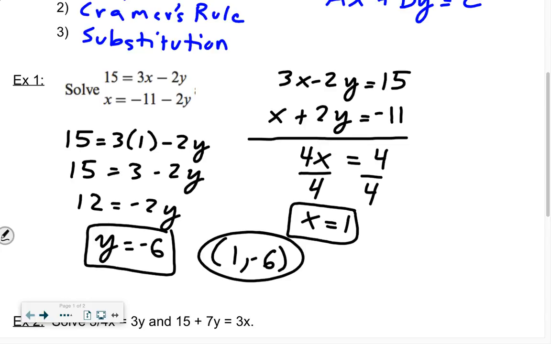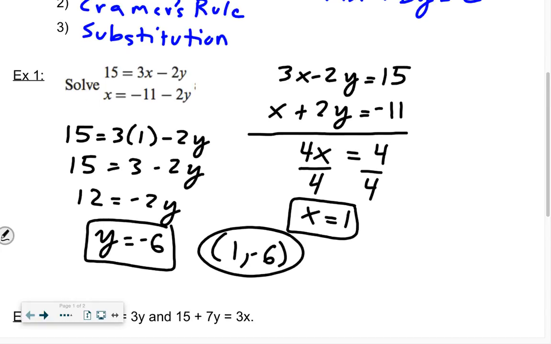Let's review one more time. Would this system be consistent or inconsistent? Consistent because we have at least one solution. And then independent or dependent? Independent because there is one unique solution.